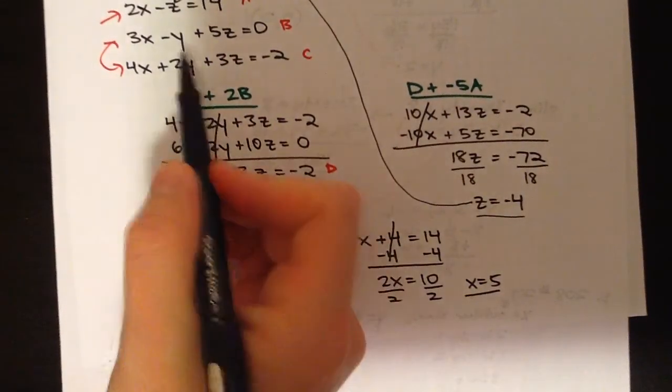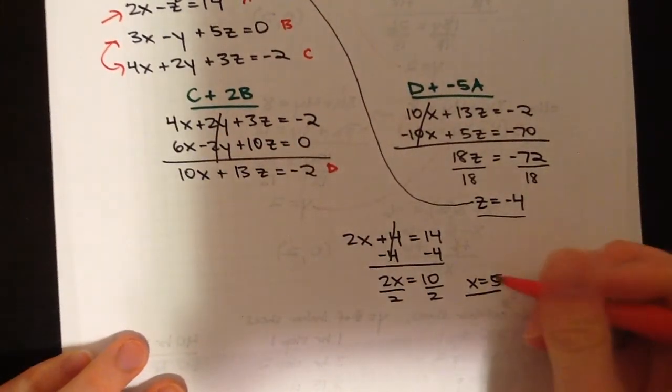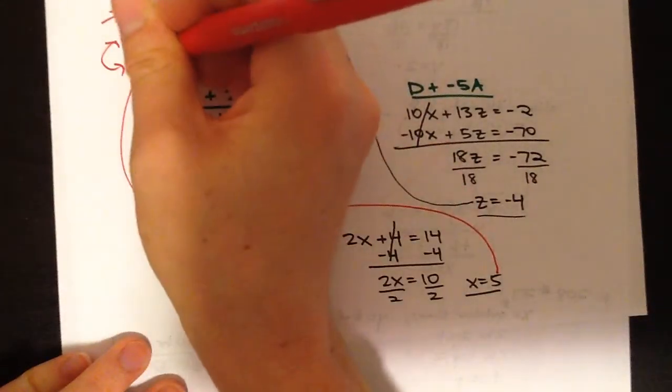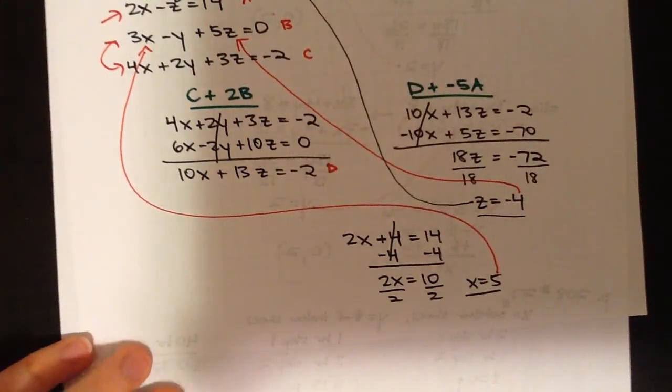So I would say go into this middle equation here. See how the y is almost by itself? So take this x right here, plug it in there. Take this z right here and plug it in there. Arrows everywhere. And then we're going to solve for y.